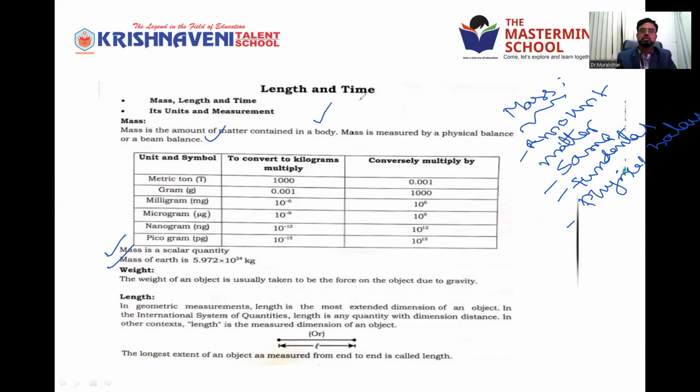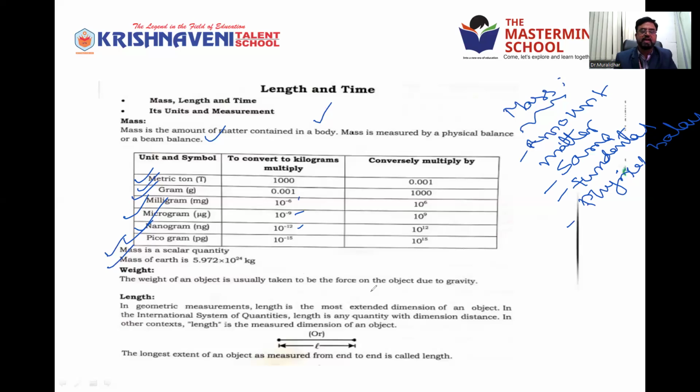Okay. So there are units and symbols for mass. Mass can be measured in metric ton. Mass can be measured in gram. Mass can be measured in milligram, microgram, nanogram, picogram. Pico means 10 power minus 12, and so on: minus 9, minus 6. Any number you can measure. Right? So these are the submultiples and multiples.